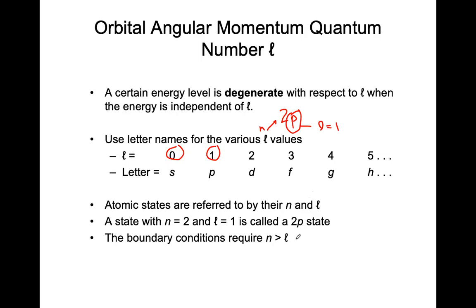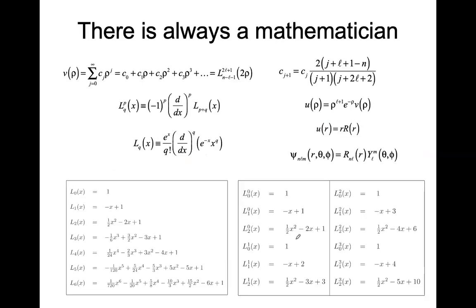Boundary conditions require that n has to be 1 greater than the maximum value of L. All right, there's always a mathematician around in this business to name an equation after themselves. And it shouldn't surprise you that this series solution for V, which is this series solution right here, does have a guy.